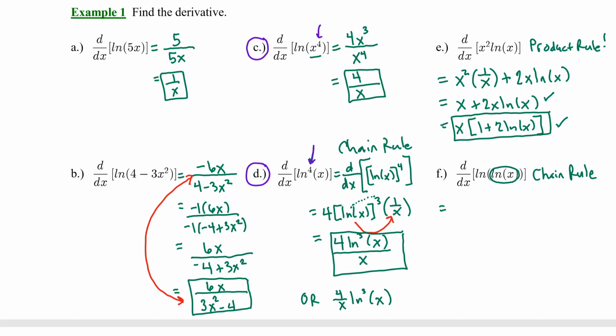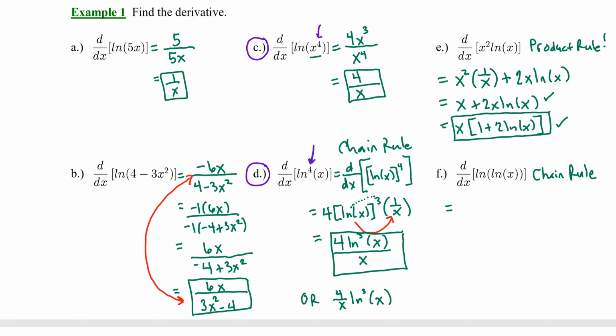To differentiate a natural log, we take the argument of that function and we put it in the denominator, and then we multiply by the derivative of that argument, or we have the derivative of the argument in the numerator. So that's the derivative of the outside function. But now we need to multiply by the derivative of the inside function, which is 1 over x.